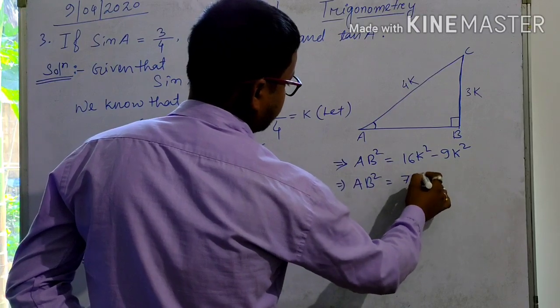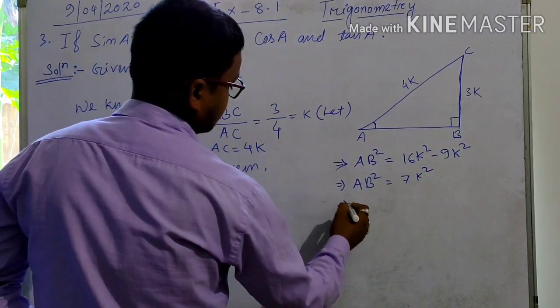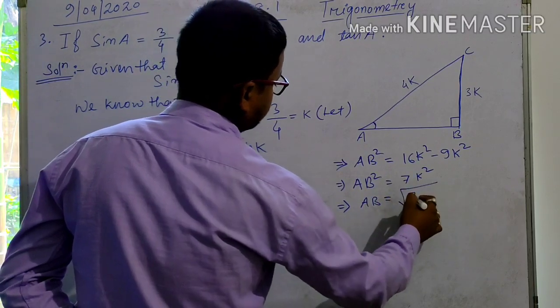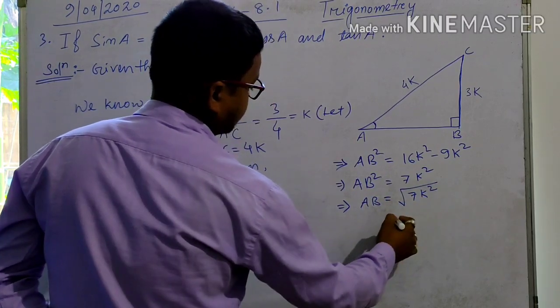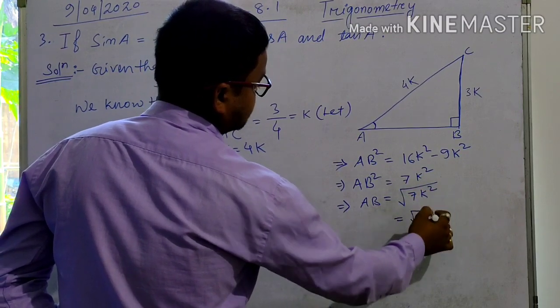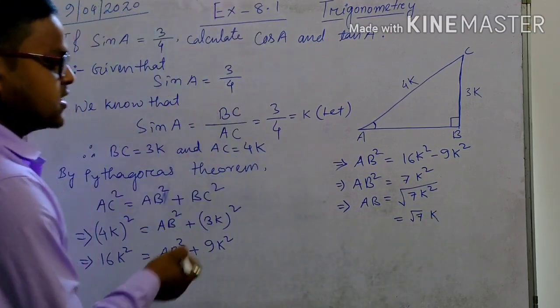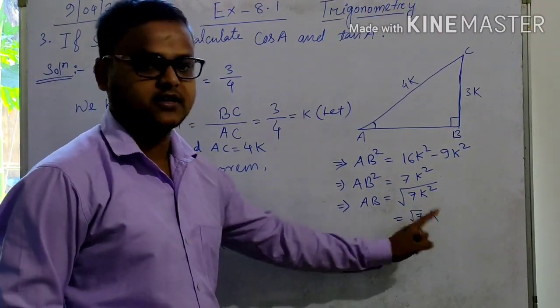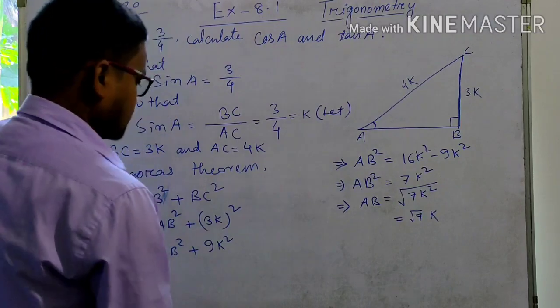Yes, 7K square. So finally AB is equal to the square root of 7K square. So the root of 7 stays as root 7 and the root of K square is K. So finally AB is equal to root 7 K.